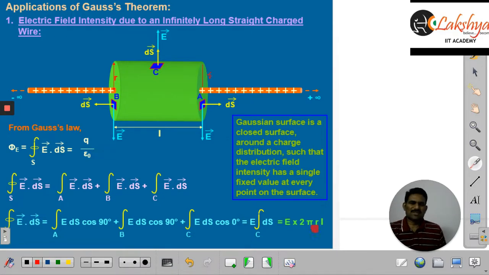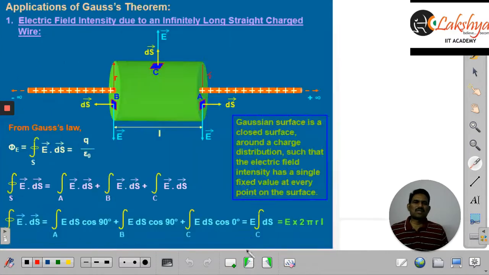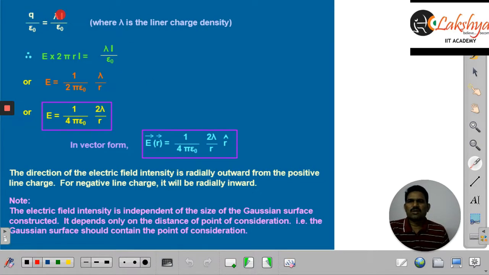So now this is the flux calculation. That means we calculated the left hand side term in Gauss law, the integral of E bar dot ds bar, which will be equal to E into 2 pi R L. And next we need to calculate this Q value, the right hand side calculation. Now Q by epsilon naught, Q we can write as lambda L, because we are taking this Gaussian surface of length L here. Then the charge enclosed by this Gaussian surface is lambda into L, where lambda is the linear charge density. And so that is our Q by epsilon naught value.